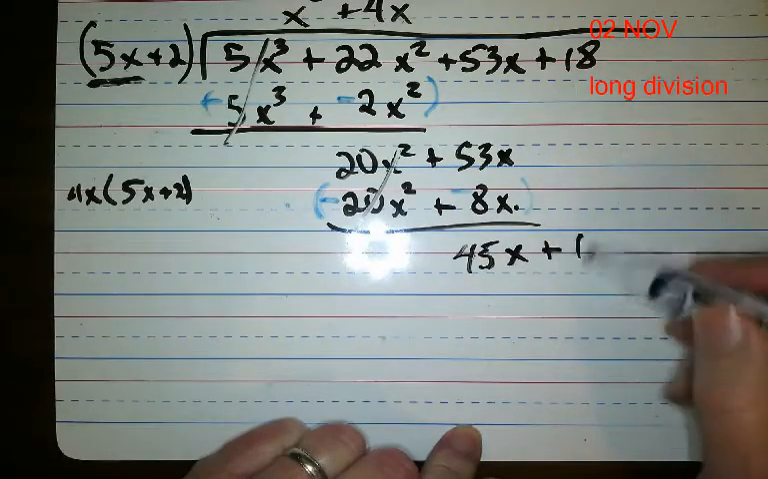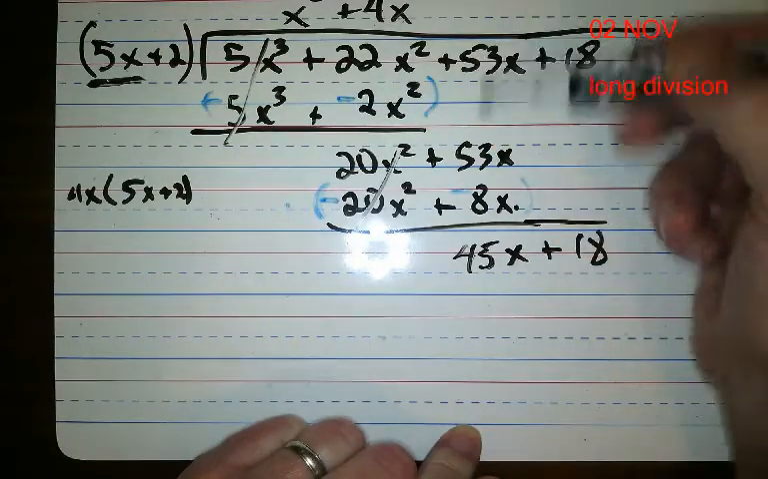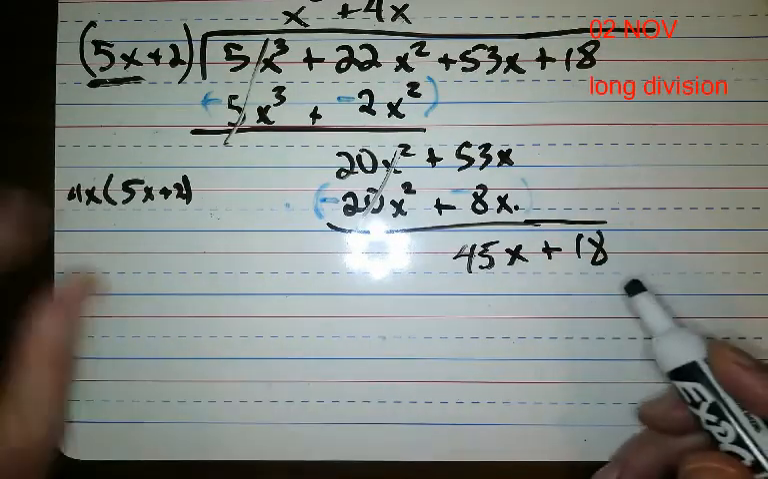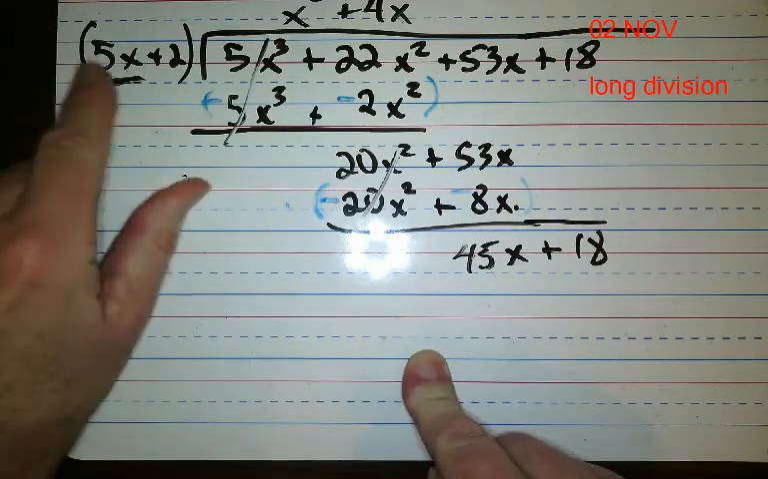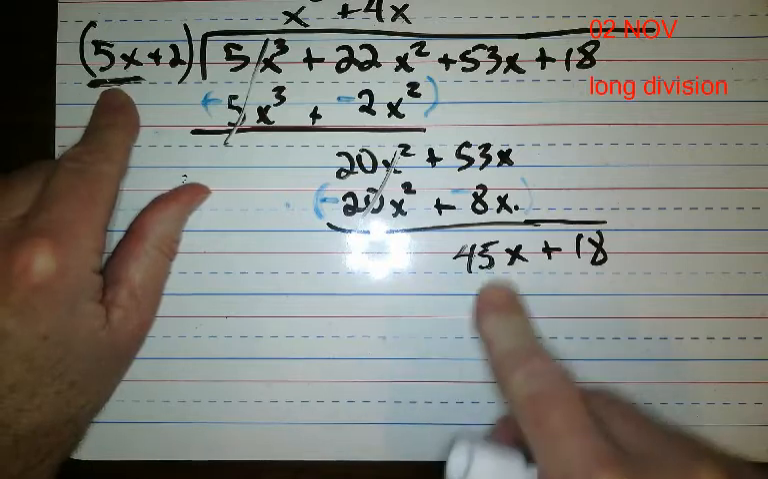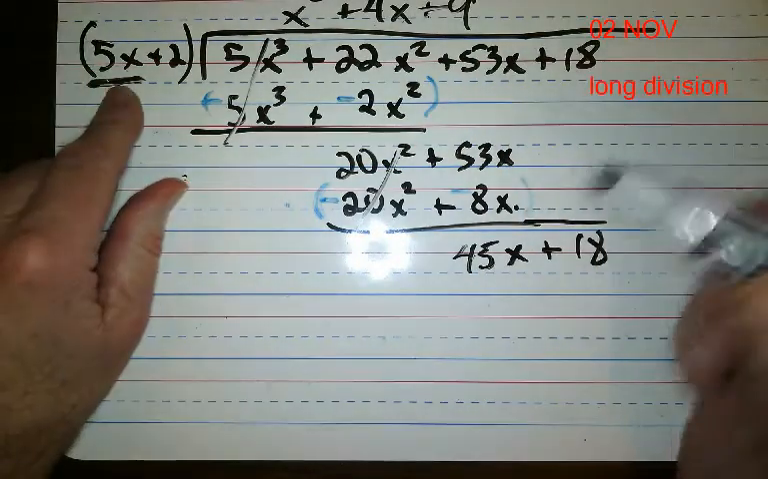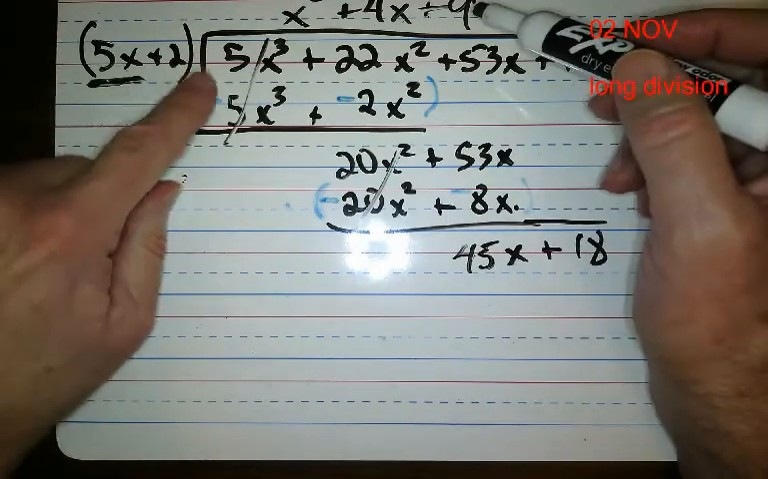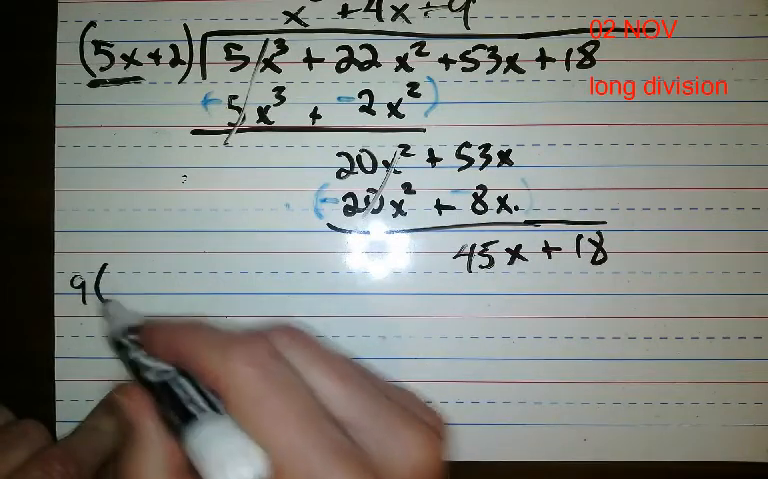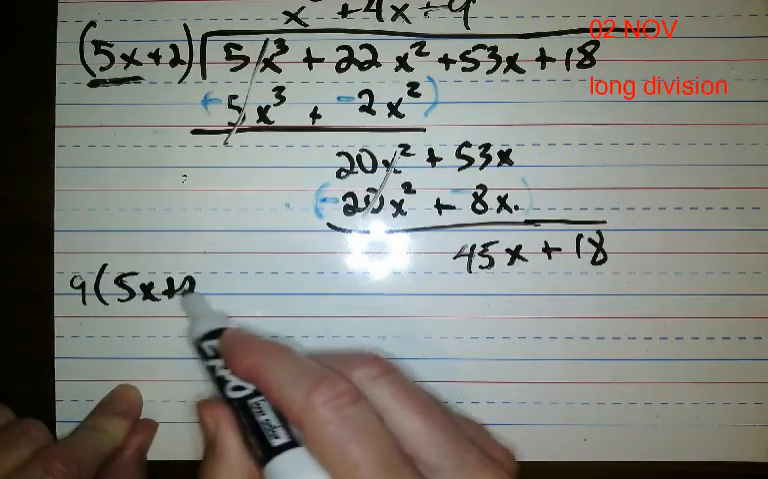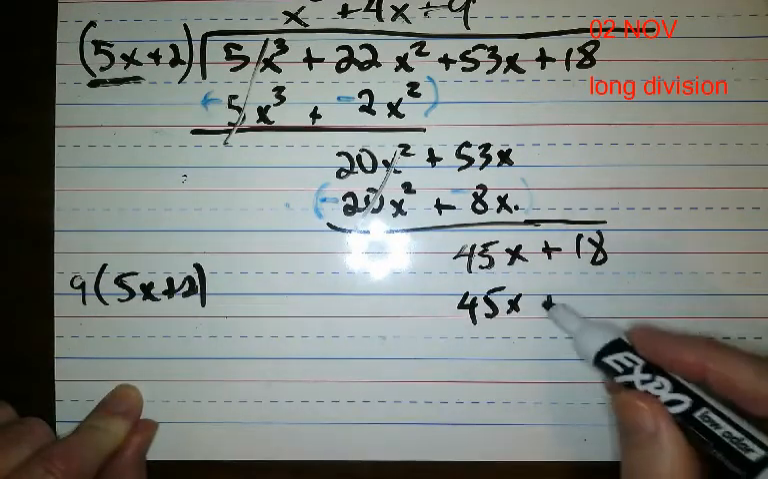And then the 18 just drops down. See, I'm just dropping down the numbers as they go. This one drops down, that one drops down. Now, remember that what you're trying to do is make this front number, the 5, be exactly this front number. So I have to multiply by 9. 9 times 5 is 45. But I have to multiply the whole parentheses here times 9. So what I'm really doing is 9 times 5x plus 2. Well, that'd be 45x plus 18.